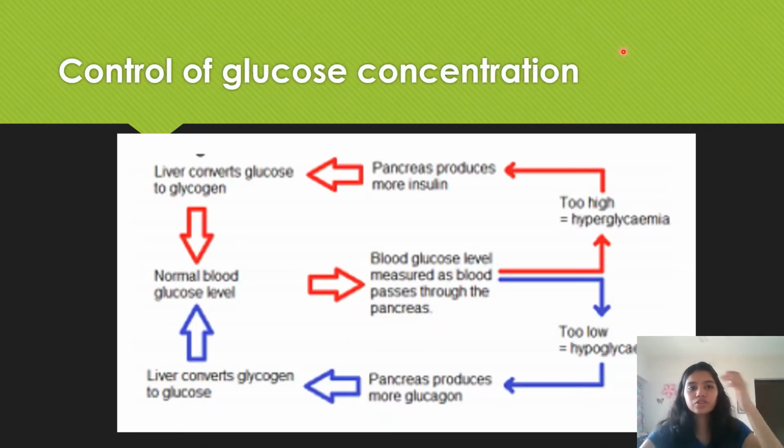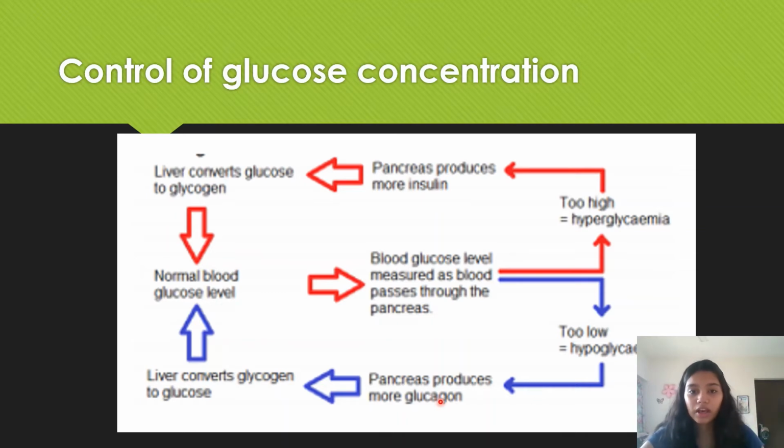Okay, now we're going to go for glucose concentration, that's your blood sugar concentration. It starts over here. Your blood glucose level is measured as blood passes through the pancreas. Now, if your glucose level is too high, you don't need to know this term, your pancreas produces insulin. As we did in the previous segment, this insulin helps convert glucose to glycogen in the liver, and the glycogen is stored in the liver, and so your blood glucose concentration is normal. Now, on the other hand, if your blood glucose concentration was too low, then the pancreas produces glucagon.